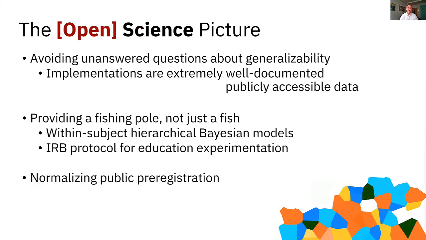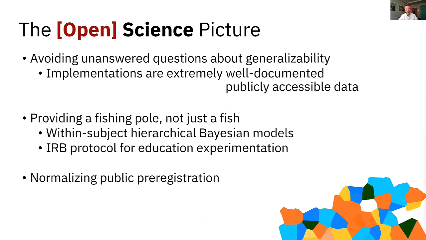I also want to mention the open science picture. So I think that one of the cool things about many classes is that by distributing things across multiple instances and doing a good job of documenting these implementations and making those implementations publicly accessible, we're avoiding unanswered questions about generalizability. It's not the case that we'll just scratch our heads and ponder why we got this effect over here or that effect over there, or in this case, no effect at all overall, because we know what was going on in these classes.